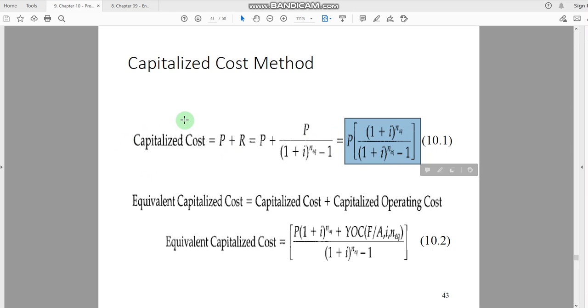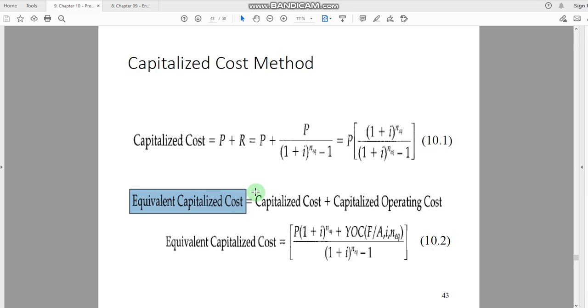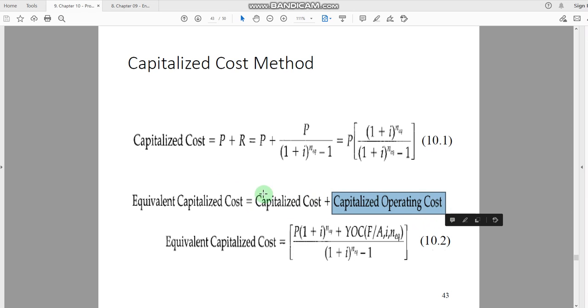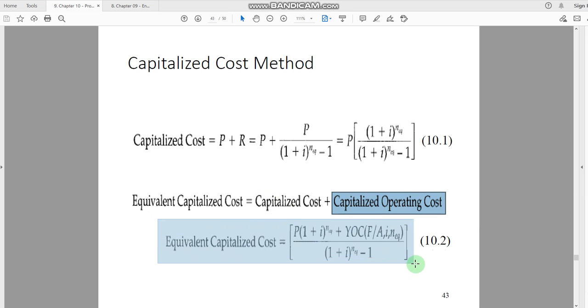If you want to simply calculate the capitalized cost, you can use this equation, but we also need to calculate the running cost, or the operating cost. So we have to calculate the equivalent capitalized cost, which will be the summation of the capitalized cost coming from here, plus the capitalized operating cost of the equipment. We can add these two things together, and the final equation will be in this form.